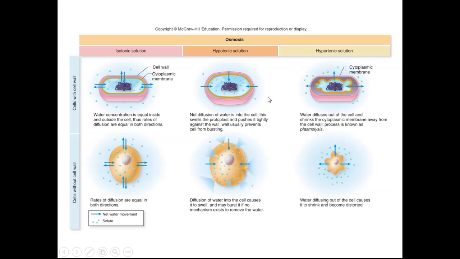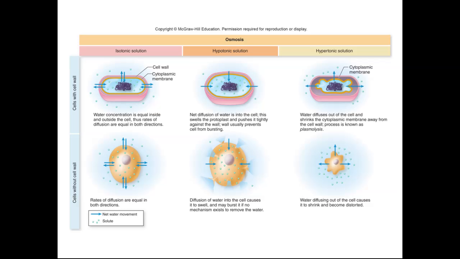And then finally, we have hypertonic solutions. In hypertonic solutions, there's a higher concentration of water in the cell and a higher concentration of salt outside of the cell, or dissolved solute outside of the cell. So there's going to be a net movement of water out of the cell, and that net movement of water out of the cell causes the cell to shrivel up and reduce in mass.